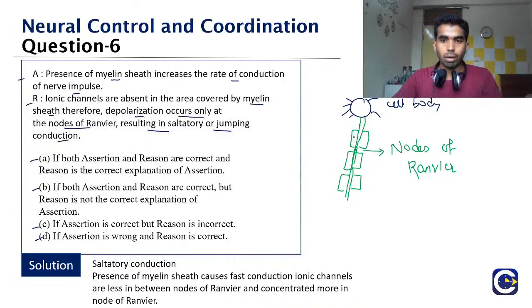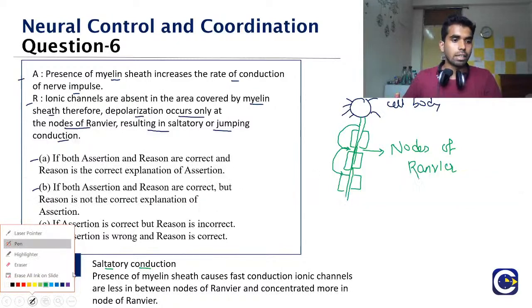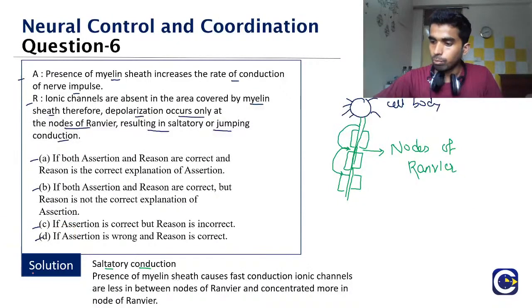if the myelin sheath is present, the current takes larger steps, and this is known as the saltatory conduction, and it is the reason that in the myelinated fiber the conduction of the impulses is faster. So yes, we can say that the assertion is correct.